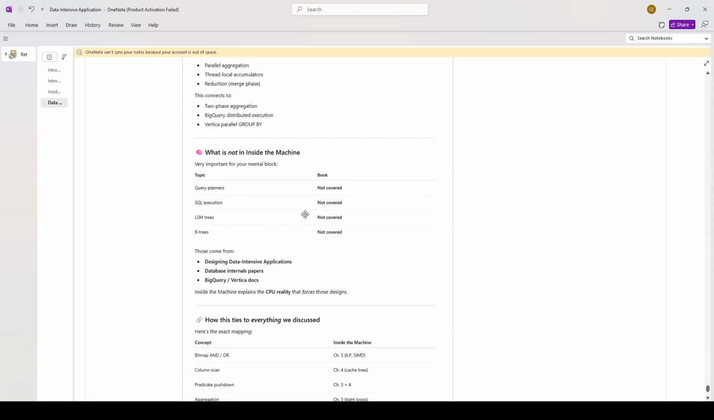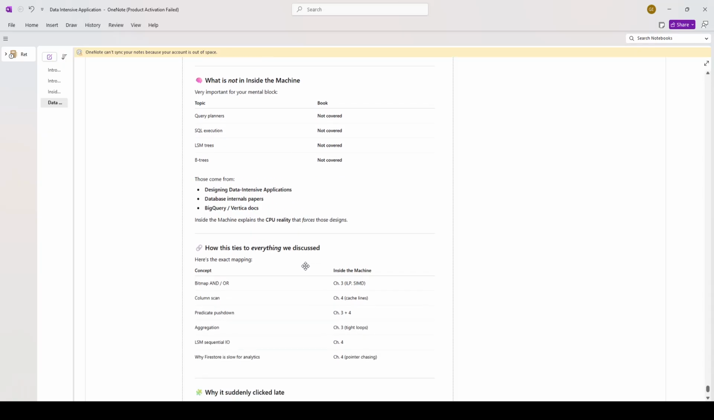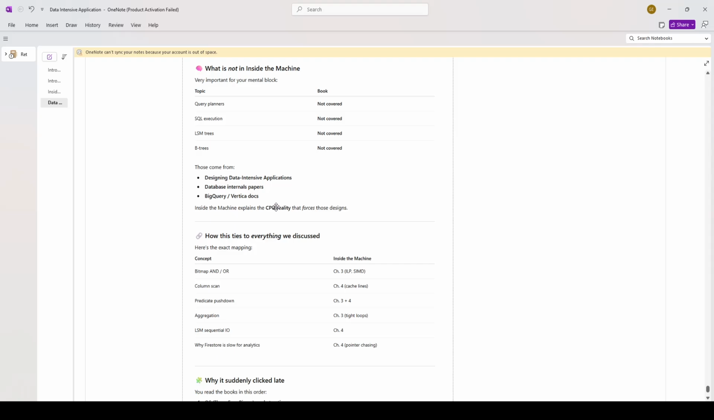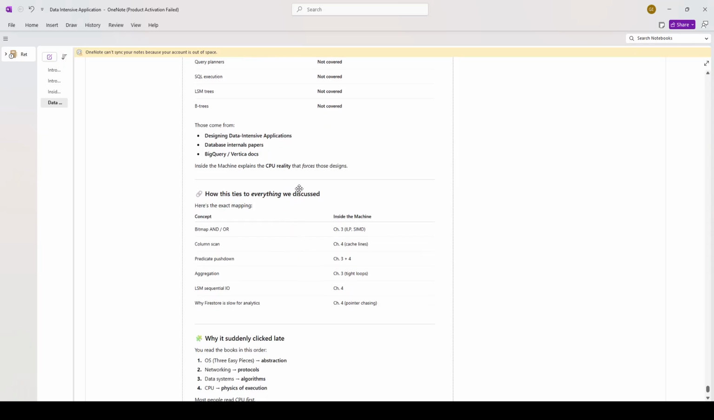What is not in Inside the Machine, very important for your mental block. Topic: query planners, book not covered. Topic: SQL execution, book not covered. Topic: LSM trees, not covered. B-trees, not covered. Those come from Designing Data-Intensive Applications, database internals papers, BigQuery and Vertica docs. Inside the Machine explains the CPU reality that forces those designs.